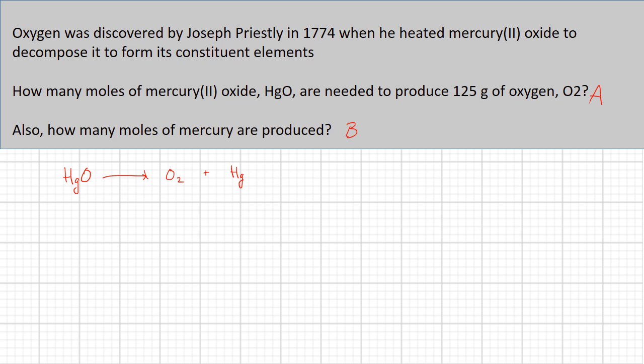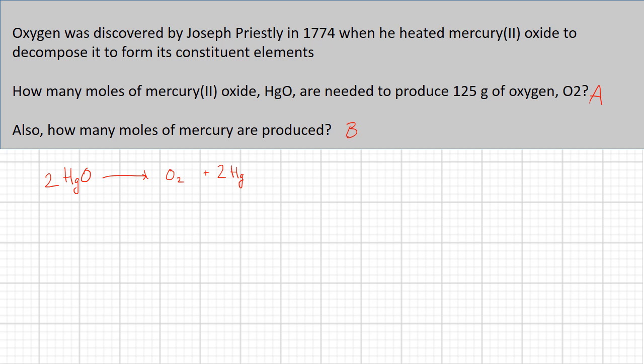I have 2 oxygens on my right side, 1 on my left. Well, I'm going to go ahead and throw a 2 in the front. Now I've got 2 oxygens on the left. Everything's good, but now I've got too many mercuries on the right, so I will simply add a 2 in front of that. So we've got a balanced equation. Everybody's happy. Let's do this thing.